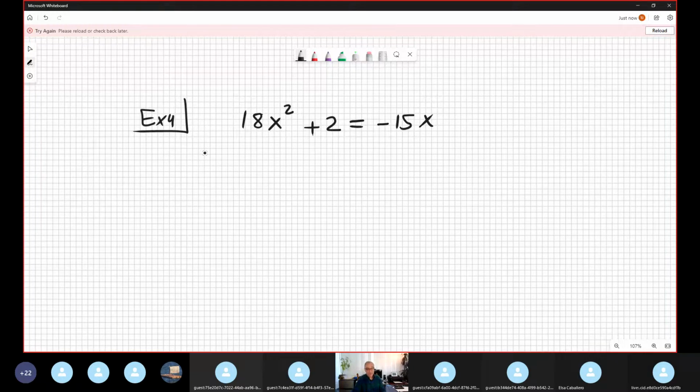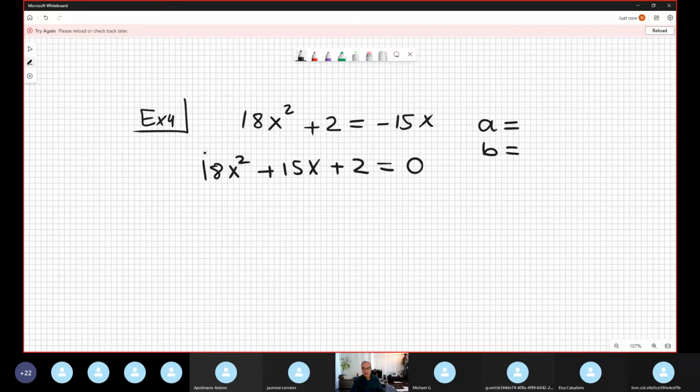How do you organize? Move the 15x over to the side of the 18x squared and 2, and organize in descending order of the degree. Degree 2 in the first place, plus 15x, which is linear, and 2. Now it's ready in standard form. Who is A, B, C in this specific problem? A is 18, B is 15, and C is 2.